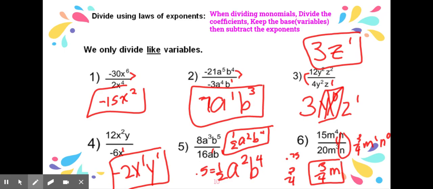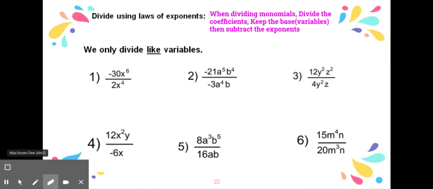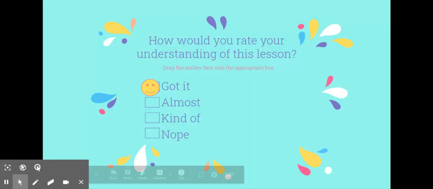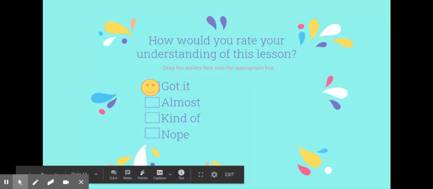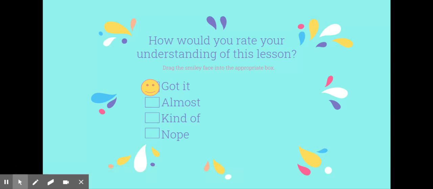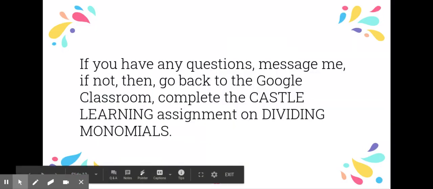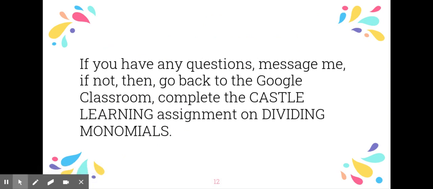What you're going to do now is make sure you pause the video, copy this down. And how well do you think you got it? Did you get it? Almost get it? Kind of get it? Nope. Not sure. But I want you guys to, if you have any questions, message me. But if not, then go back to the Google Classroom, complete the Castle Learning assignment on dividing monomials. And that will be it for the next 2 days.